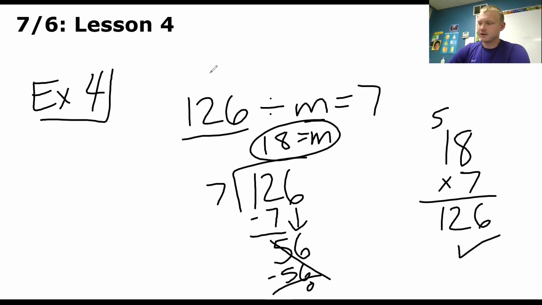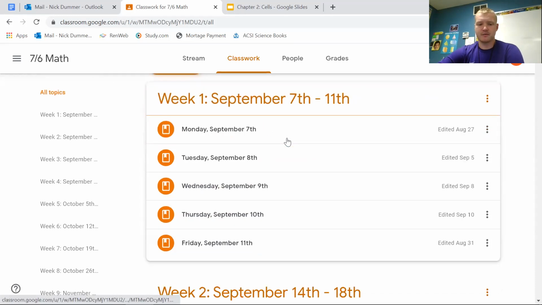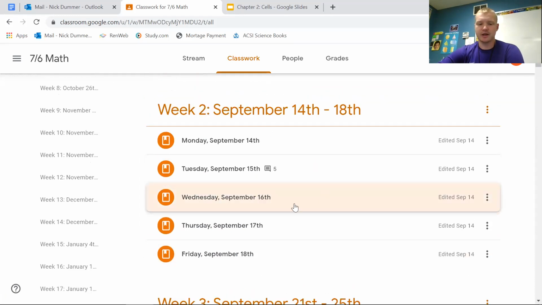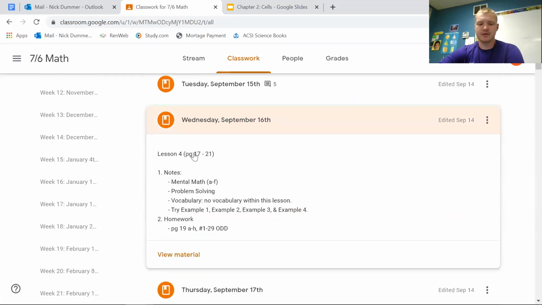Okay. So those are our 4 examples. We just went through all of the problems that we had for our notes. So under 7-6 Math, to see what homework you have, click on today, Wednesday, September 16th. So we just went through lesson 4, page 17 to 21. We did all the notes section.